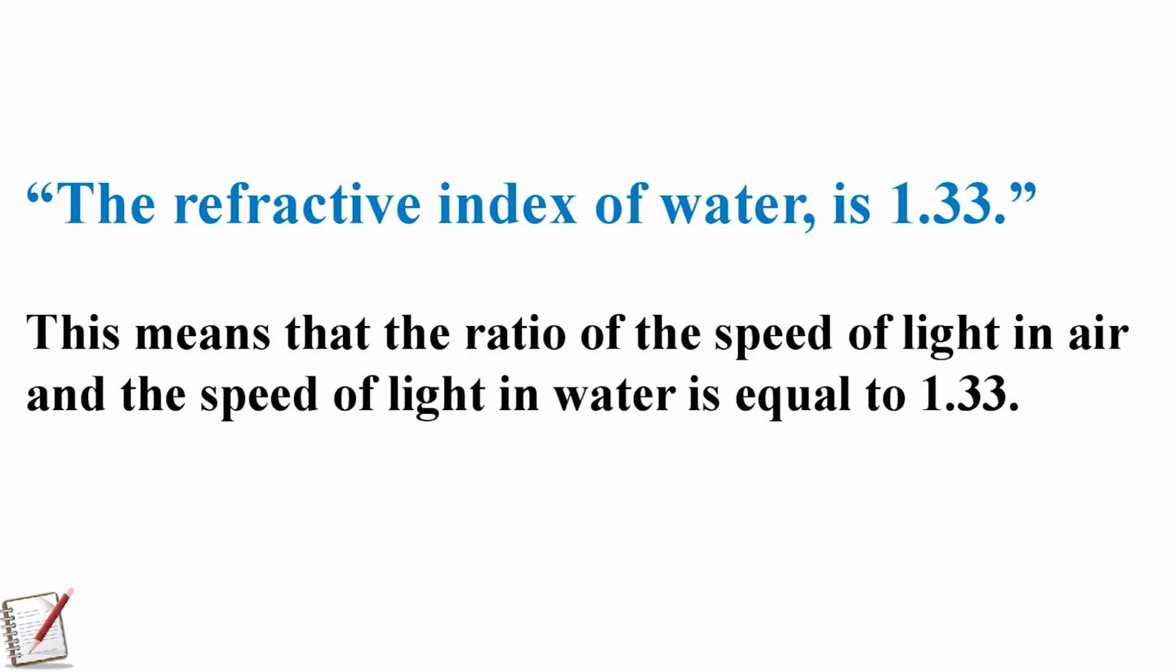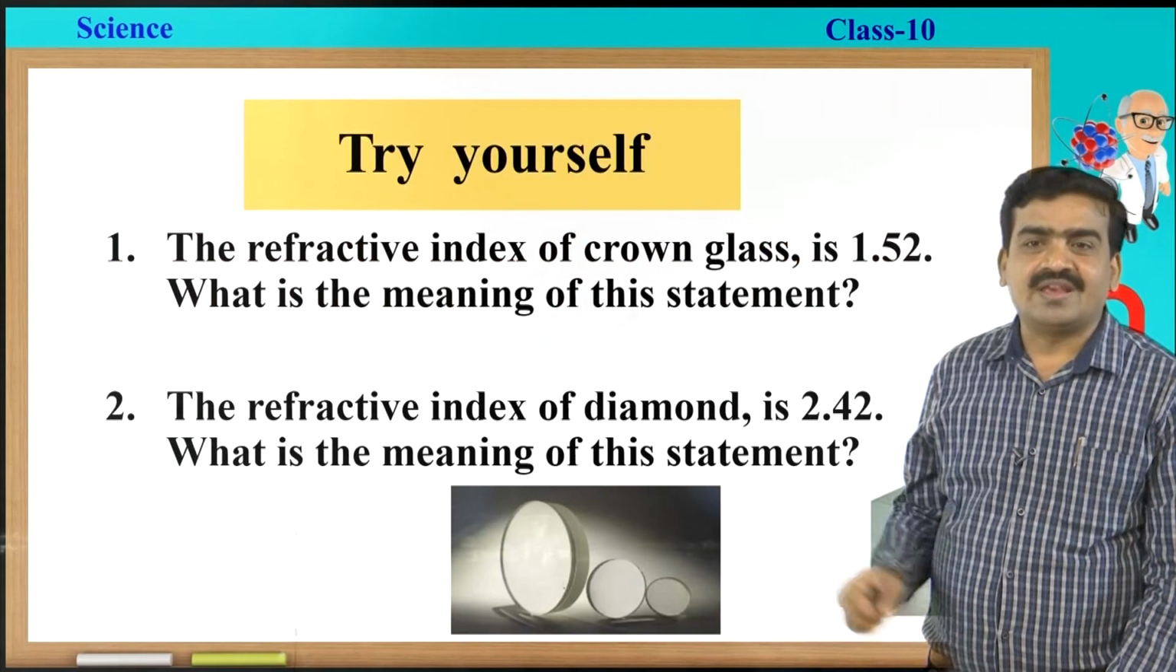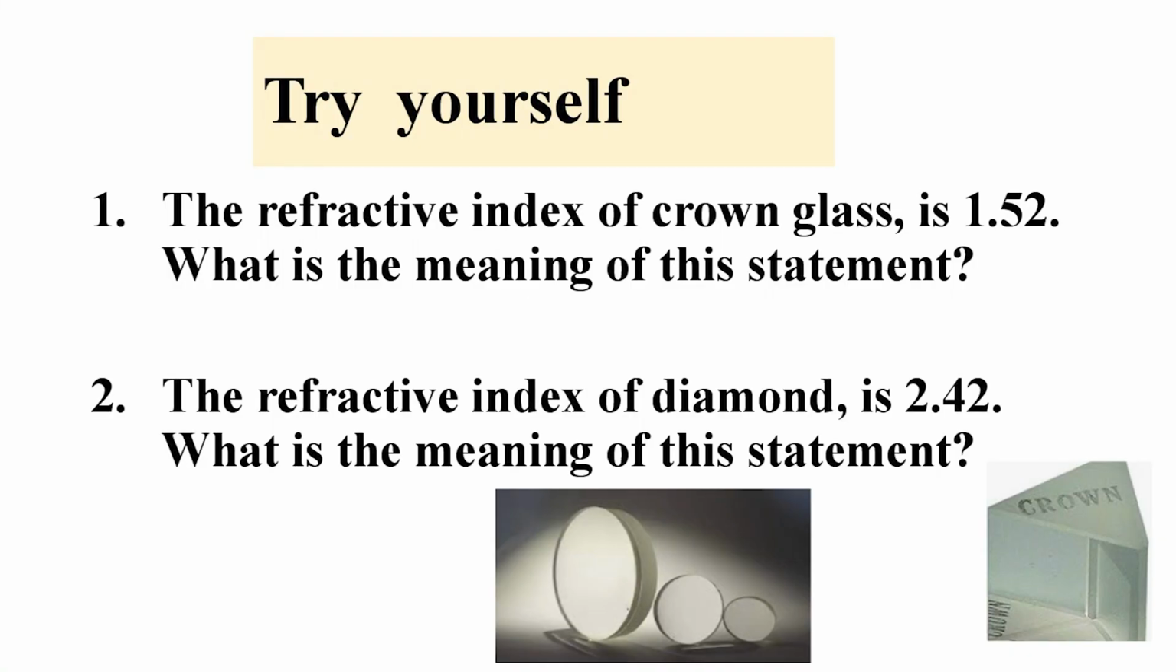Yes, let us know the meaning of this statement. This means that the ratio of the speed of light in air and the speed of light in water is equal to 1.33. Can you try yourself? You have to write the meaning for these two statements.